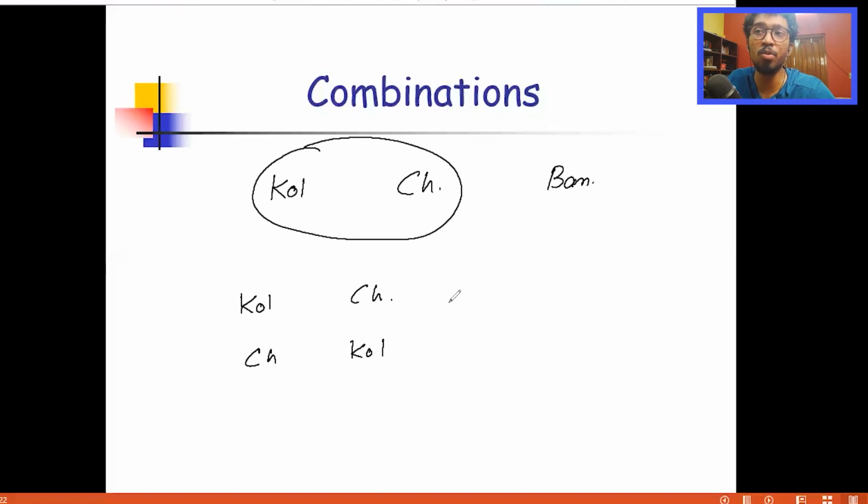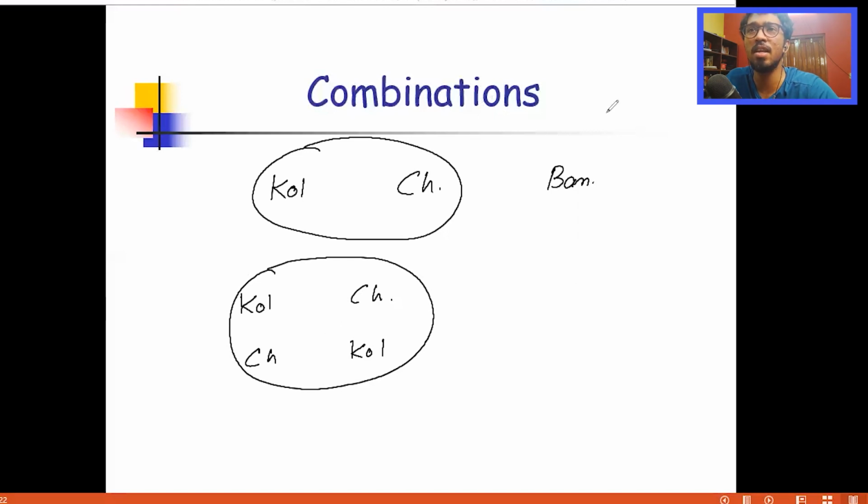But if you are talking about permutation, here Kolkata Chennai and Chennai Kolkata are two different permutations and two different arrangements, right? But whenever we are dealing with selection, they are the same selection. They are the same count. Chennai Kolkata and Kolkata Chennai, they are the same selection. So whenever we are dealing with a selection based problem, when we have to find how many ways we can select some items, then it will be a combination problem. Here this is nothing but a combination problem. Two ways we can solve it.